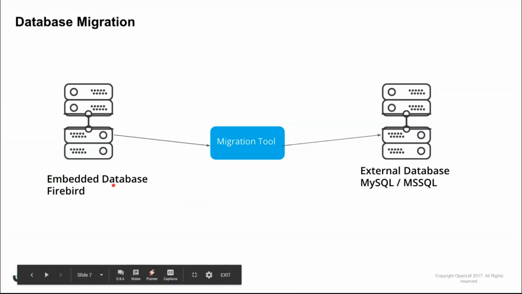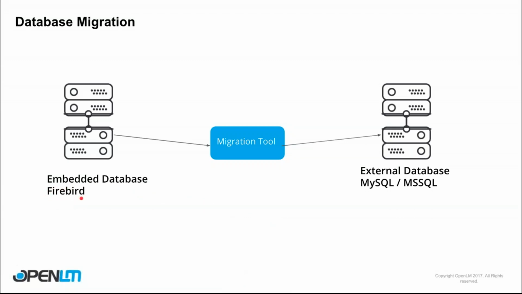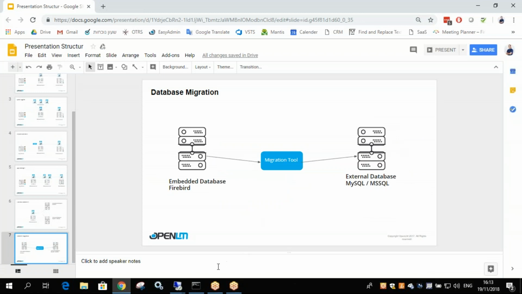The OpenLM server comes with an embedded database, which is typed Firebird. Once you finish your evaluation, you would probably like to move on to an external database such as MySQL or SQL Server. So in order to do that switch, you'll need the migration tool. So let's see how it is deployed and how it is used.